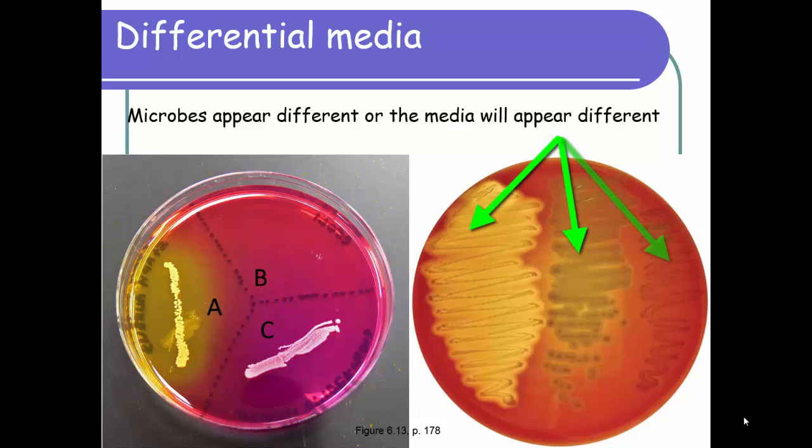Here are actually 3 different bacteria on a plate, and they all look different from each other. Different colors, different sizes, and the presence of hemolysis.